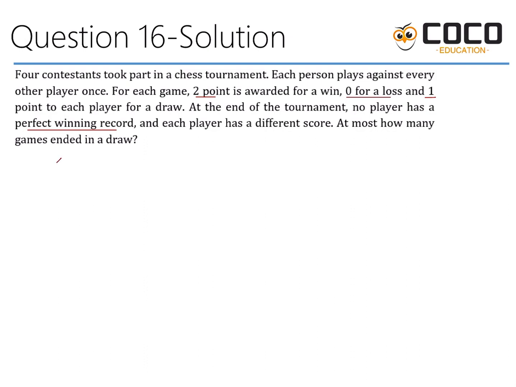Now altogether, we have 6 games. This is 4C2. Each time you choose 2 players to have 1 game. So 4 times 3 over 2 times 1, this is 6 games. Each game, 2 points are awarded to the contestants. So 6 times 2, the total is 12 points. Now, no one gets a perfect winning record, so no one got 6 points.